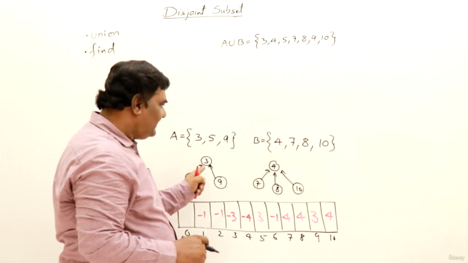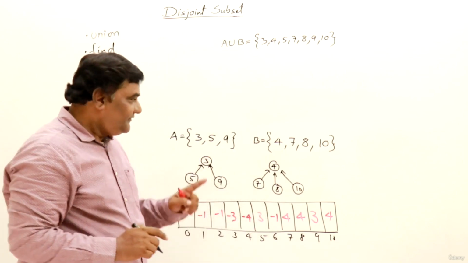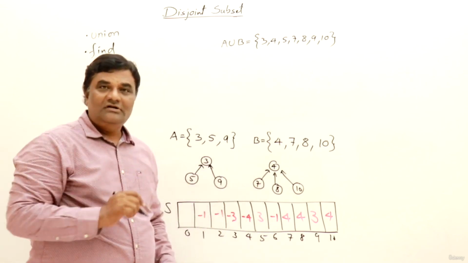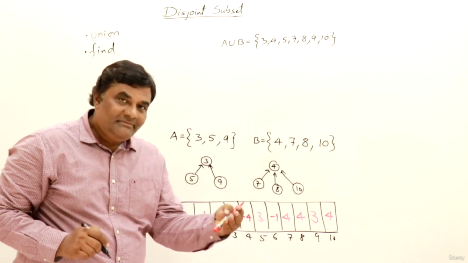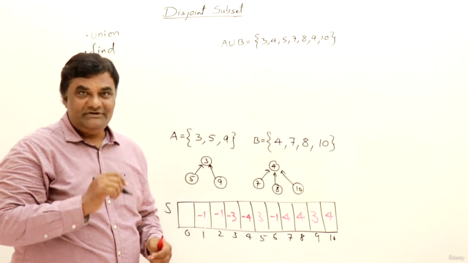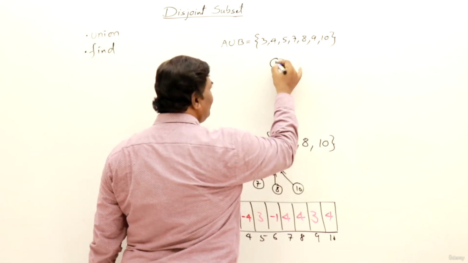Diagrammatically I have to make any one as a parent, right? Only one as a parent, not both. So which one? Shall I make 3 as a parent for all or 4 as a parent for all? Whoever is having more elements, you select that one as parent. That's weighted union. So this is having more elements, so let us put 4 there.